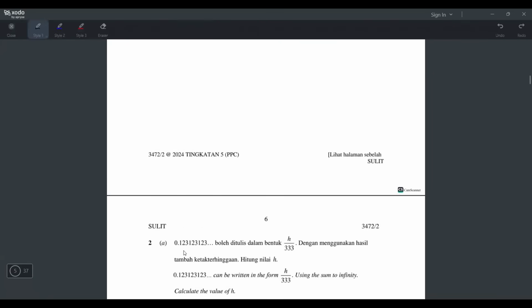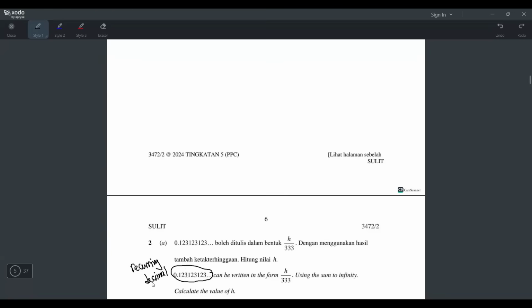Okay, number 2, 0.123. Oh, by the way, what do we call this type of decimal? When the decimal repeats like this, we call it a recurring decimal. In Bahasa Melayu, perpuluhan berulang. Okay, berulang because it repeats, right?